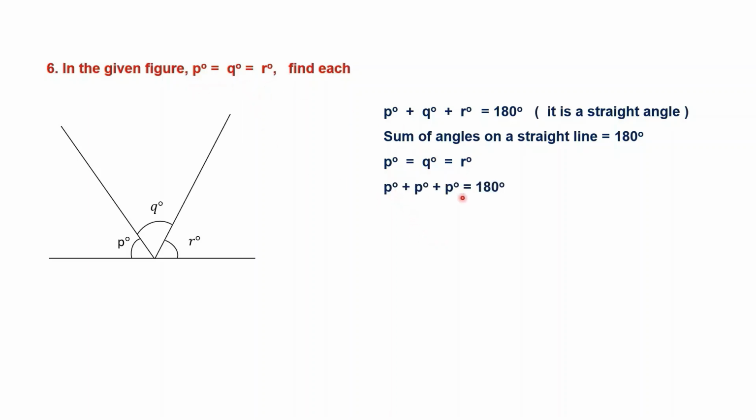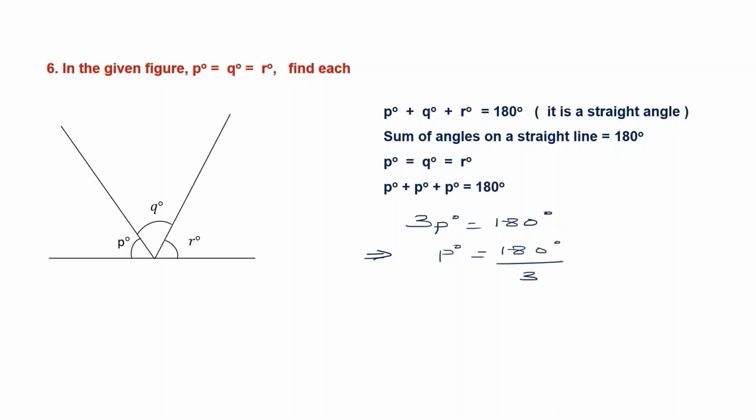So can we write it like this? P degrees. Now Q degrees is equal to P, so let's write P there. R is also equal to P, so let's write P again. So we have P degrees plus P degrees plus P degrees is equal to 180 degrees. Now we can simplify. P plus P plus P will be 3P degrees is equal to 180 degrees. So let's solve this like an equation and find the value of P degrees. That will be 180 degrees divided by 3.